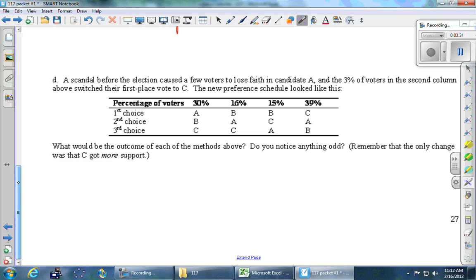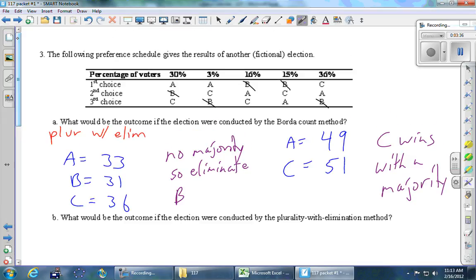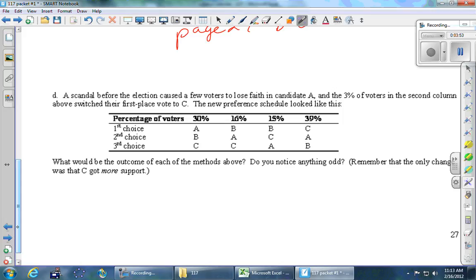Okay, so first let's make sure we see the relationship between this schedule and the one above. It said the 3%, that's the second column, decided to change to the last column. They didn't like A anymore. They changed to this last column. So the 3% column is going to disappear. It used to be 36, but now how much is it? It's 39. Everything else you can just check is the same. And so then we want to know the outcome using each of the methods above. So you can do Borda, you can do plurality with elimination. Let's just see what happens if we do plurality with elimination.